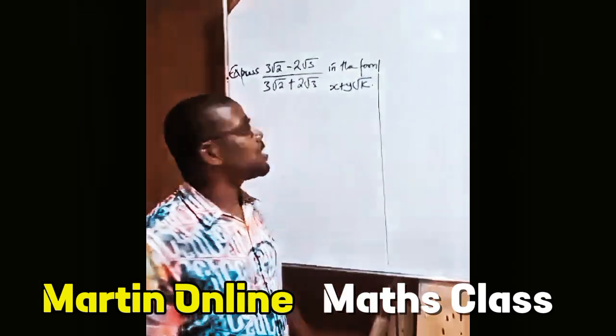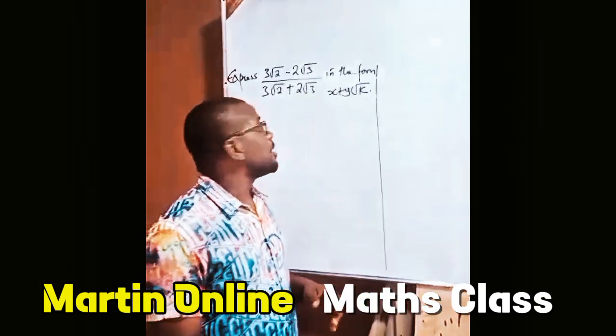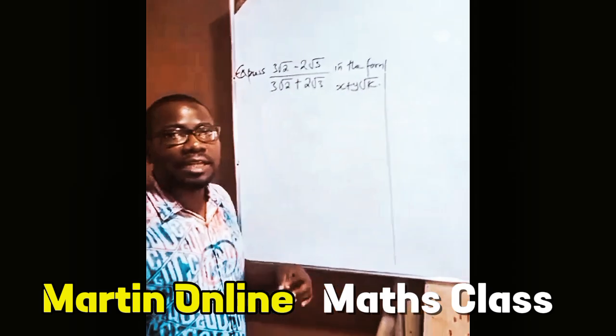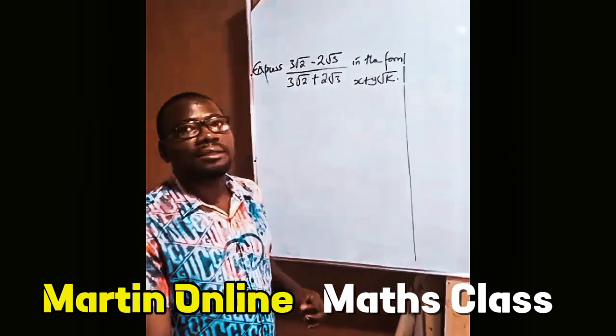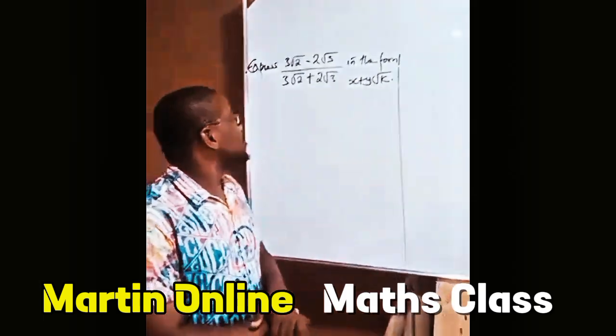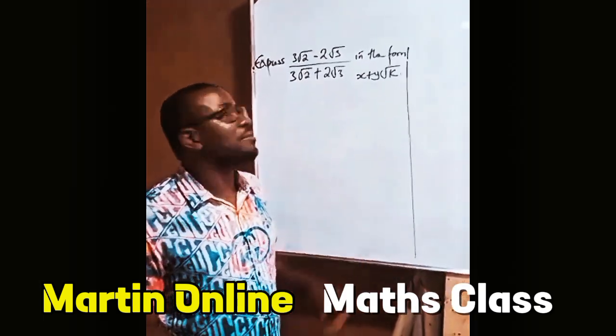In the last video I posted, we looked at rationalization of surds, that is, a fraction that has a surd in the denominator. This time I'm going to look at a fraction that contains a binomial surd in the denominator.